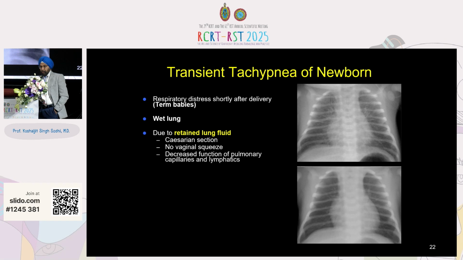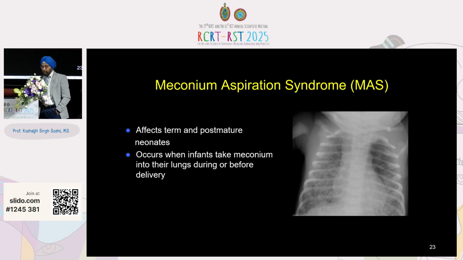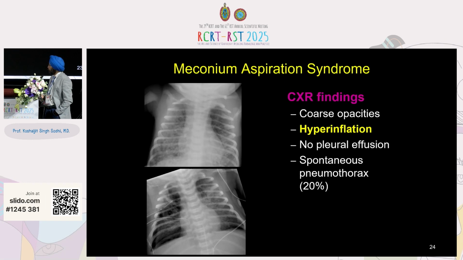So transient tachypnea of the newborn is another entity seen in neonates, also known as wet lung. Typically the lungs are hyperinflated, and it typically resolves within 1 to 2 days of life, right? Meconium aspiration syndrome is another entity which affects term and post-mature neonates. This is not seen typically in the preterm, so this is term and post-term babies. And typically, as you can see here, you have hyperinflation, coarse opacities, no effusion, and you could have a spontaneous pneumothorax.